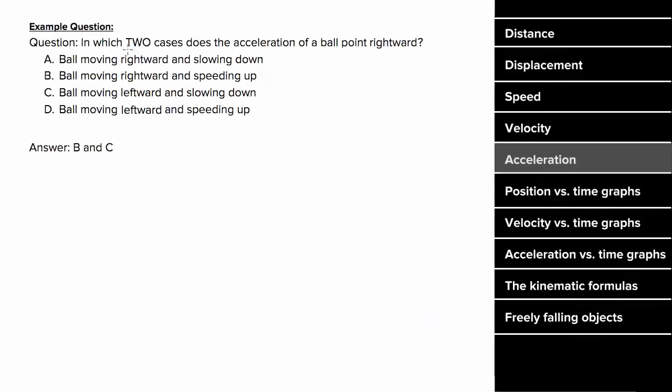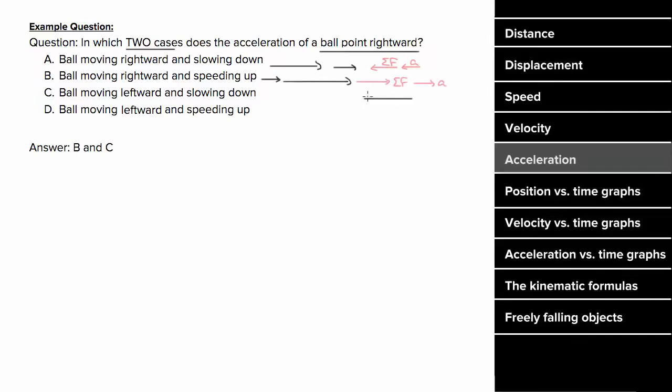Let's determine the two cases where the acceleration of this ball points to the right. So if a ball is moving to the right and it's slowing down, there's got to be a net force to the left that slows it down. And if the net force points to the left, the acceleration also points to the left, because the net force and the acceleration always point in the same direction. And if a ball is moving to the right and it's speeding up, there's got to be a net force to the right that's speeding it up, but that also means the acceleration points to the right as well.